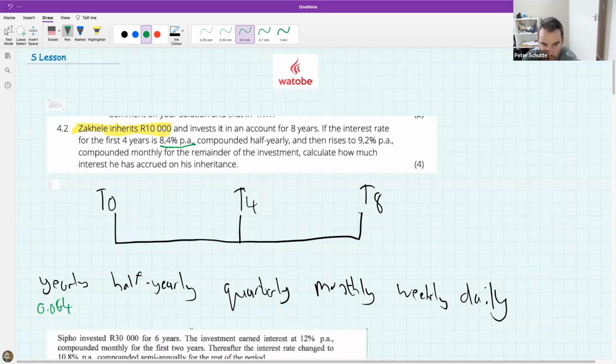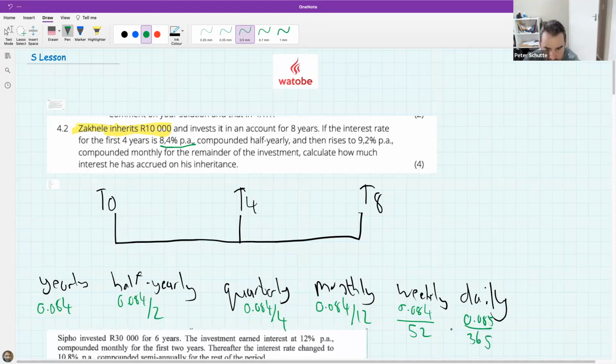Now, all I did there was I converted it to decimal form. If I wanted to be half yearly, I would divide it by 2 because that's what half a year is. If I wanted the interest rate to be per quarter, I would divide by 4. If I wanted the interest rate to be monthly, I would divide the yearly rate by 12. If I wanted it to be weekly, I think there are 52 weeks in a year. And if I wanted it to be a daily interest rate, I would divide by 365. Okay, so Nompilo, does that help you understand what the different words mean? I'm sure you will not be the only one in the class, and so I'm so thankful for your question.